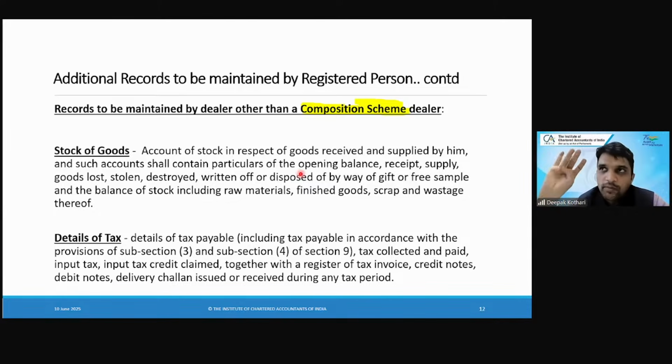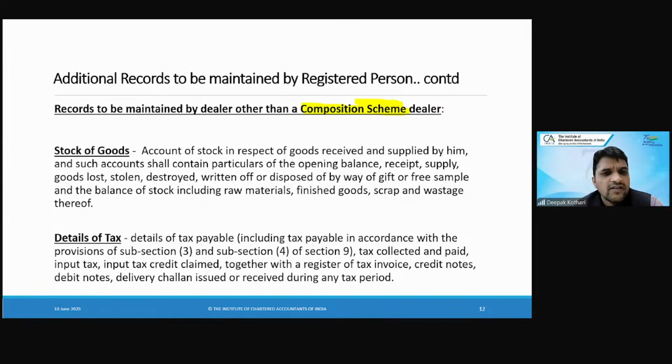This is the normal opening stock, receipt, supply, and closing stock. But additionally, he also has to maintain the stock of the goods which have been lost, stolen, or destroyed, and goods which are written off or given off free, and the balance of stock line for raw materials, finished goods, scrap, and wastage.